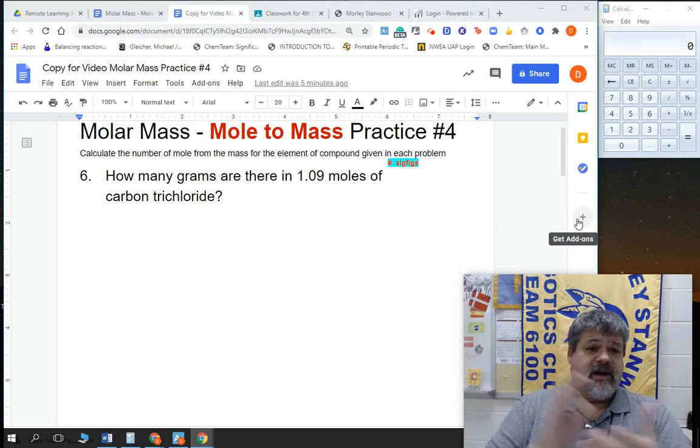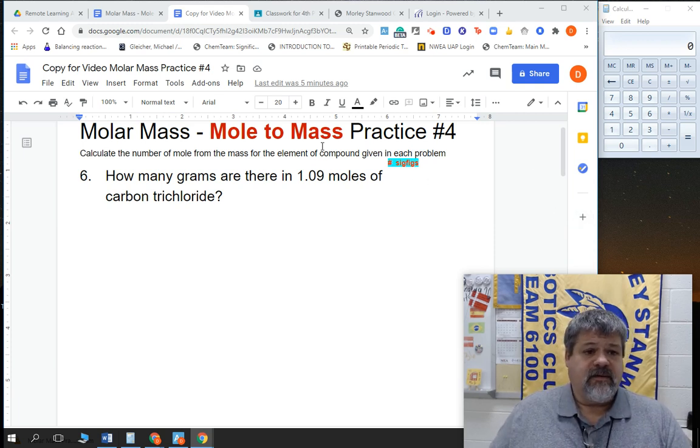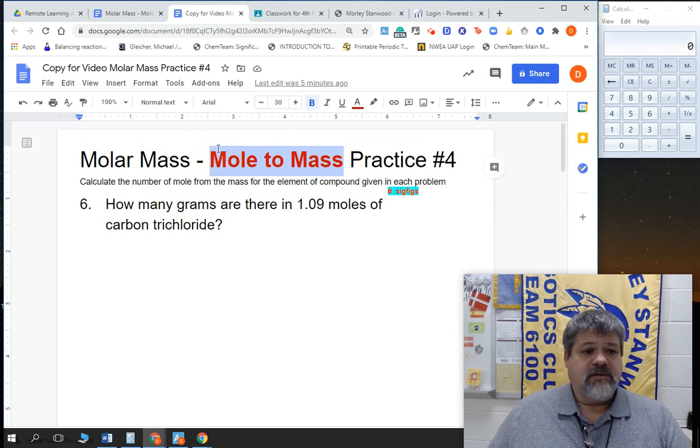Woohoo! Yes, we're done to the last practice problem. Practice number 4. It's question number 6 or problem number 6 for molar mass. Again, we're going to convert from moles to mass here at the top. You can see what we've got right here, moles to mass. And so we have 1.09 moles of carbon trichloride.